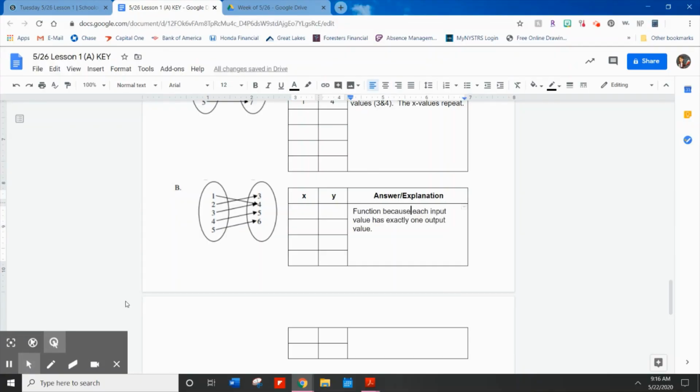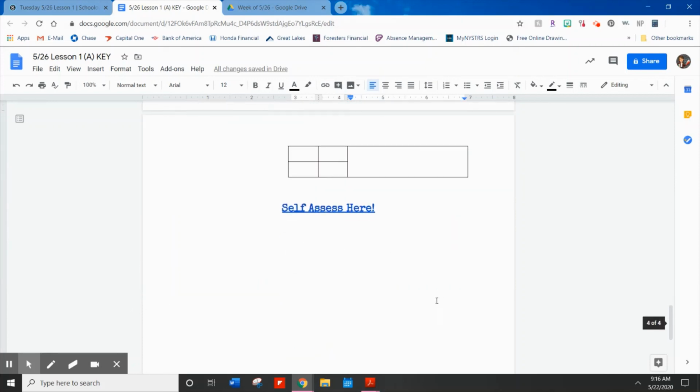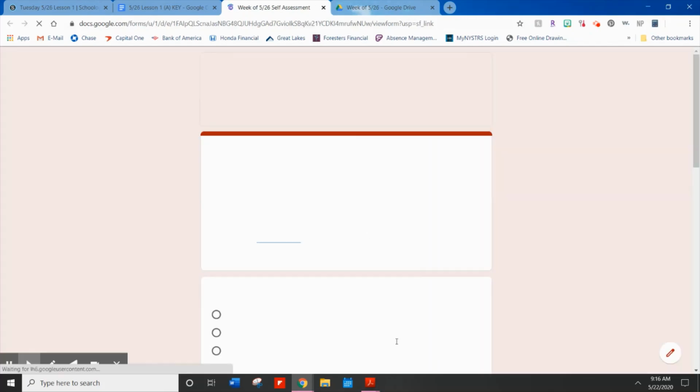Okay, check your work with my work. Letter B says a function because each input value has exactly 1 output value, or the x values do not repeat. All right, that's all I have for you for lesson 1, so you can self-assess right here. If you have questions or comments, please let me know.